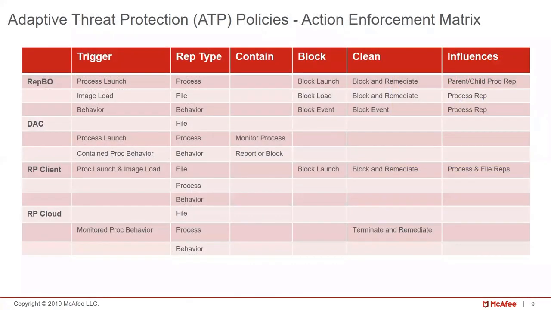All right, so this one is actually showing you how it all comes together from the rep BO, the dynamic application containment, the Real Protect client, and then the Real Protect cloud. What the different triggers are, and what's going to happen in each part of that chain. So when we are putting it all together, these are all the different components that are happening simultaneously when we make an assessment of a process.